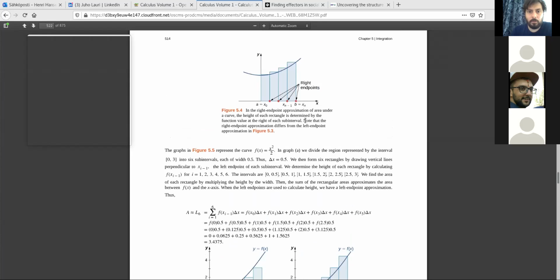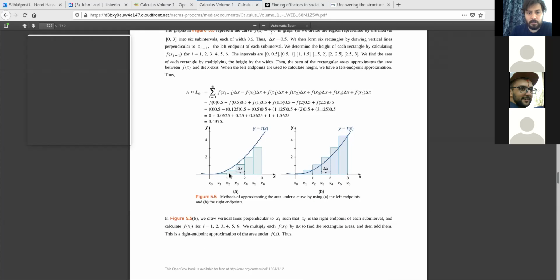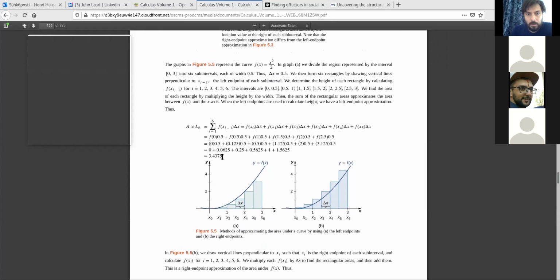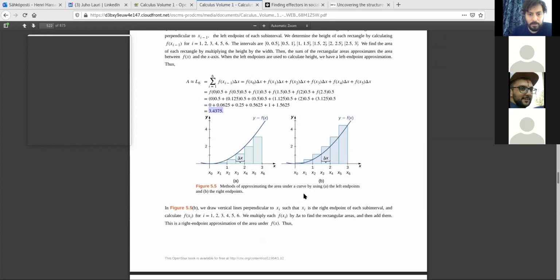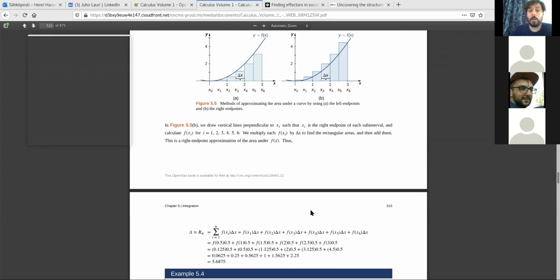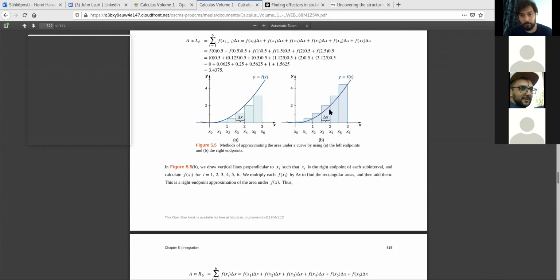We can have the graph of x squared over 2 from 0 to, sorry, from 0 to 3. And here's the left point approximation, and here's the right point approximation. We get some values for those. The left point approximation gives us roughly 3.4375, and the right point approximation gives us 5.68745. So they are different, and it's clear from this picture that this is going to be bigger than this.